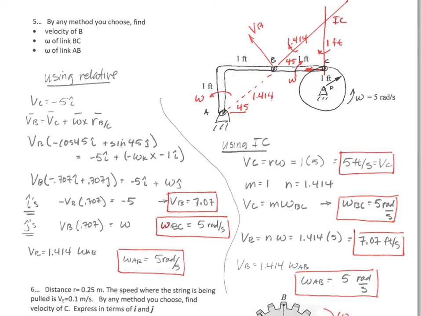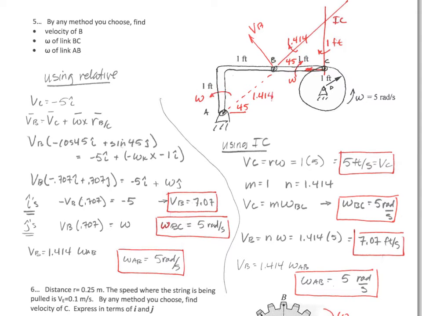Again, proceeding along with the instantaneous center, velocity of C is now equal to this length times this omega, and I can find the omega of BC is equal to 5, which is the same as the omega of that guy. Then velocity of B here is going to be equal to this length times the same omega. So 1.414 times omega of 5 is equal to the velocity of B, and that's what we got, 0.707. Then the velocity of B here is equal to this length times this omega. And again, 0.707 divided by 1.414, and I get the omega of AB, which is what we're looking for here, is equal to 5.